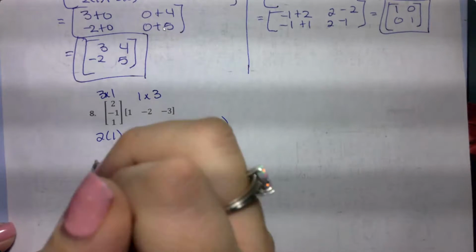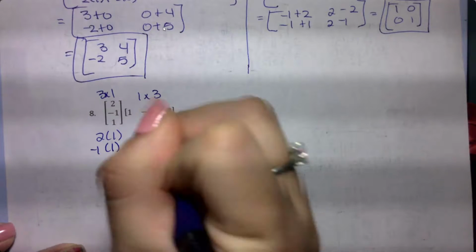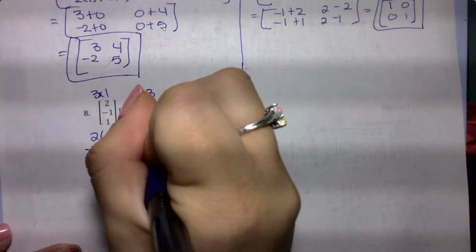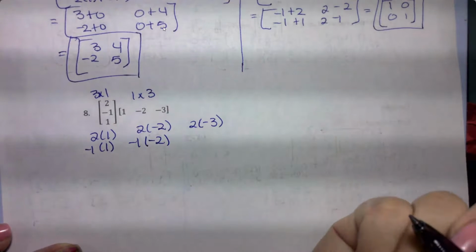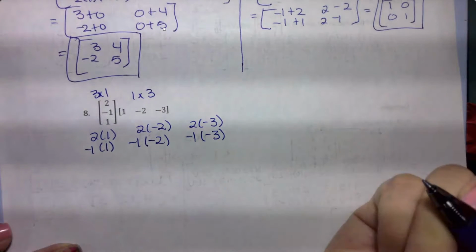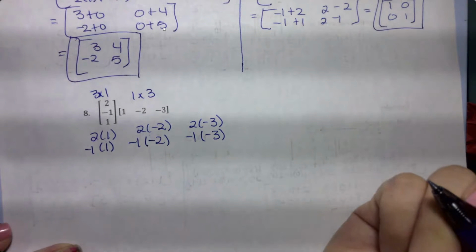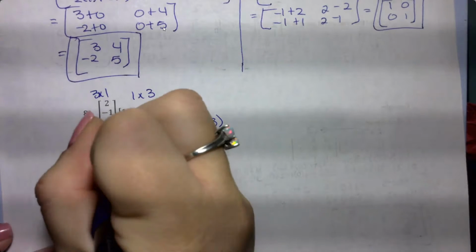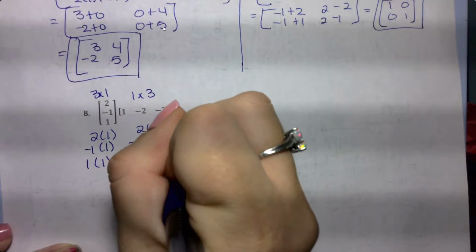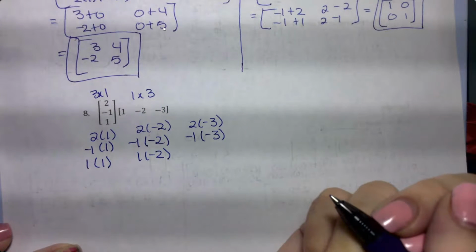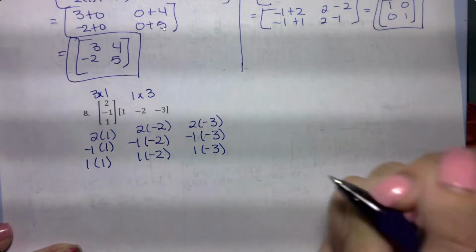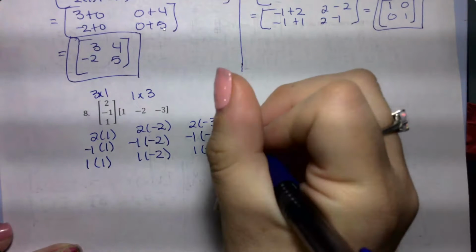Then I'm going to do the same thing for the next row. I have negative 1 times 1 for second row, first column. I have negative 1 times negative 2 for second row, second column. Negative 1 times negative 3 for second row, third column. Then I have 1 times 1 for third row, first column. 1 times negative 2 for third row, second column. 1 times negative 3 for third row, third column.